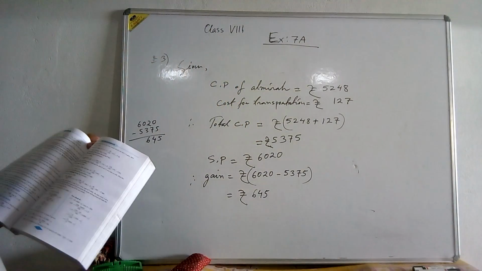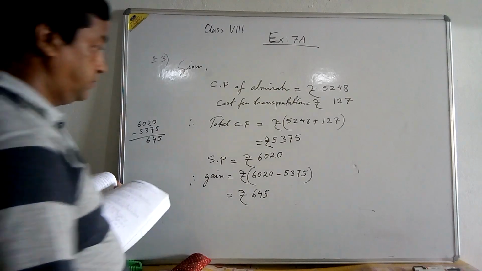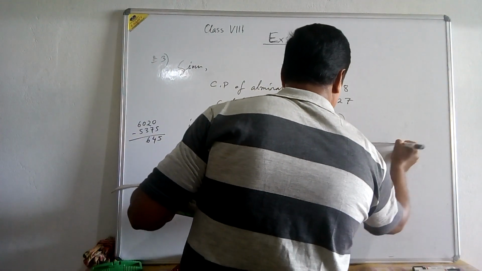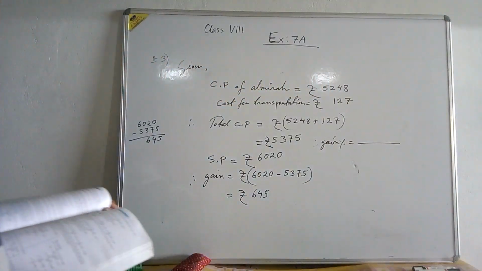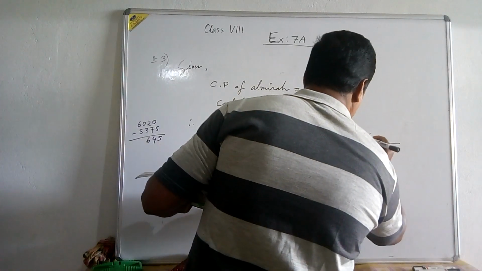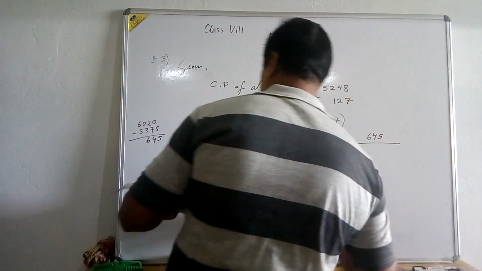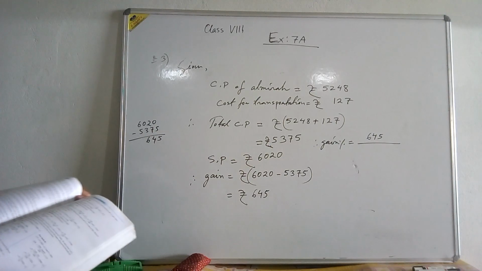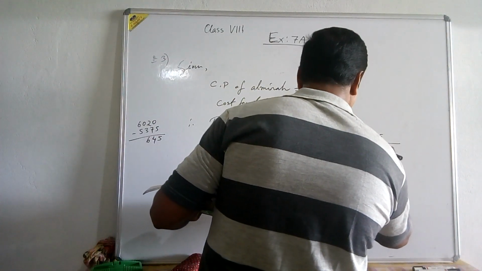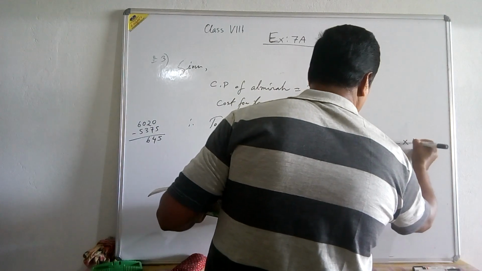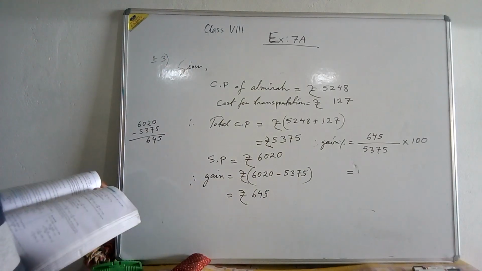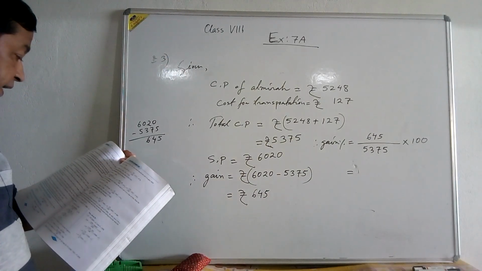Now what you have to find out is the gain percent. So what is the gain percent? Gain percent equal to, now what is the formula? Gain by CP into 100. That means gain is 645, then by total cost price, that is 5375, then into 100. So that is the gain percent.